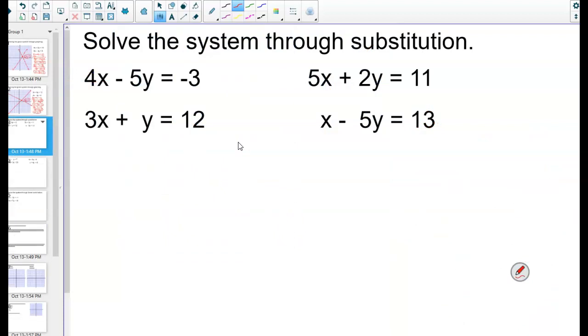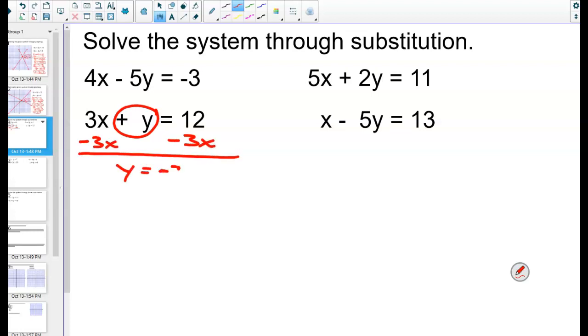So when we do linear combination, it's about making a good decision. Or, I'm sorry, I misspoke. Not linear combination. We're doing substitution. It's about making a good decision. And that good decision first is solving for the variable with a 1 or negative 1 coefficient. Here, my y has a 1 coefficient in the bottom here. So I'm going to subtract the 3x over. That's how I solve for y. Y equals negative 3x plus 12.